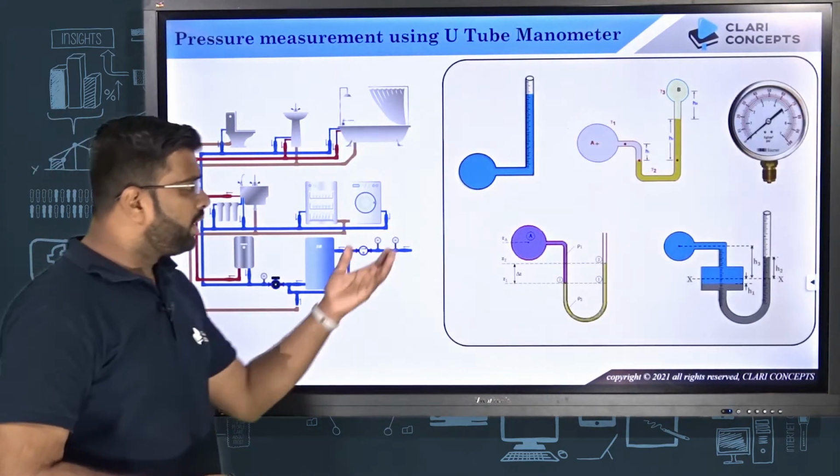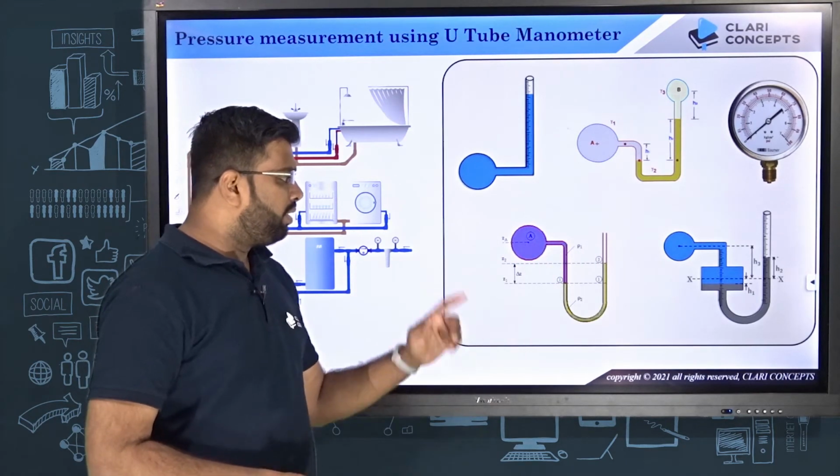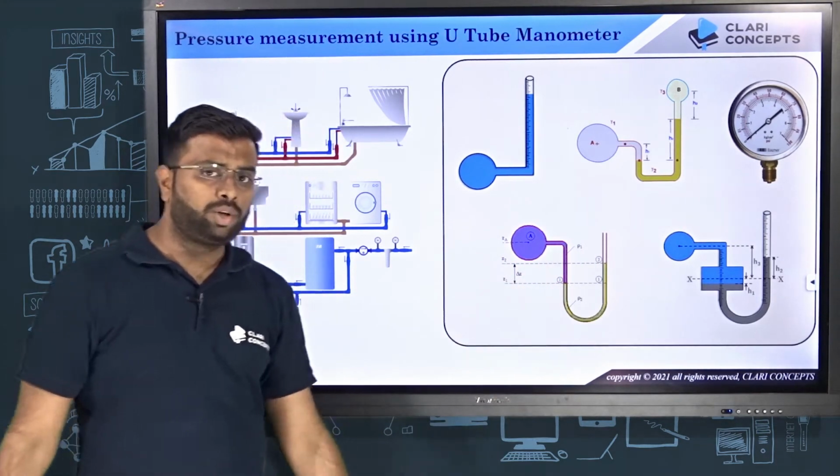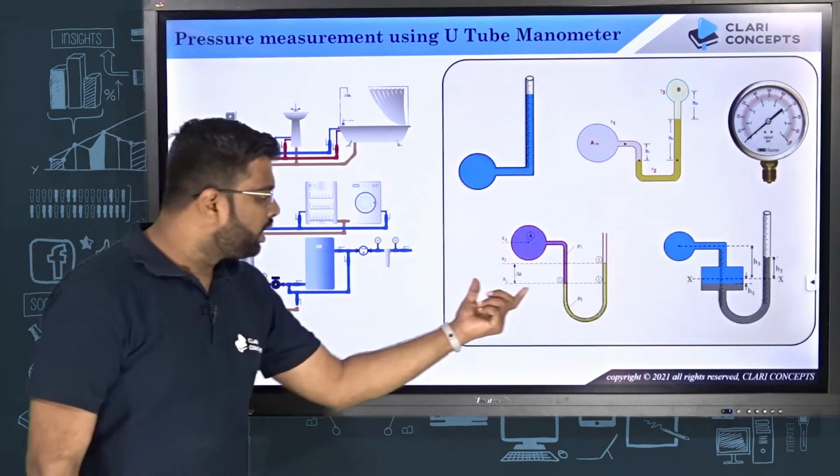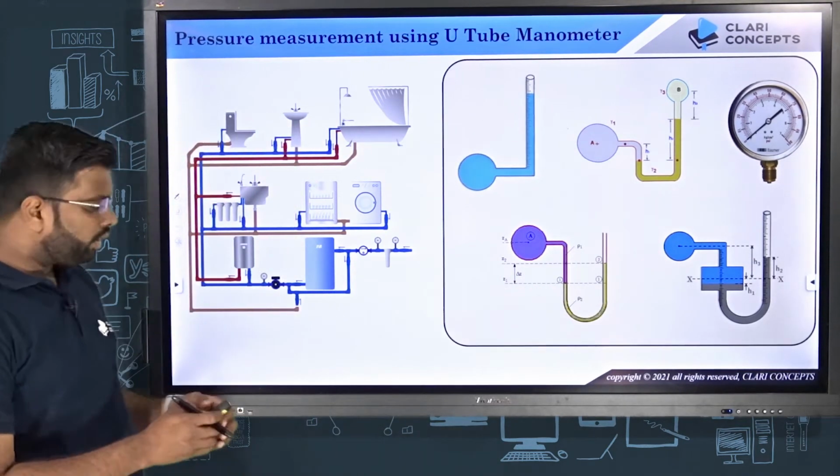We already saw the piezometer in the earlier lecture. So today in this lecture we will see how to measure the pressure of fluid flowing through a pipe with the help of the U Tube Manometer. Alright.